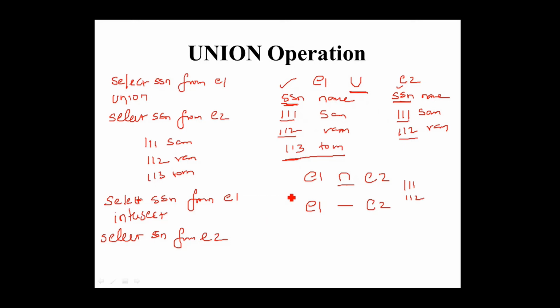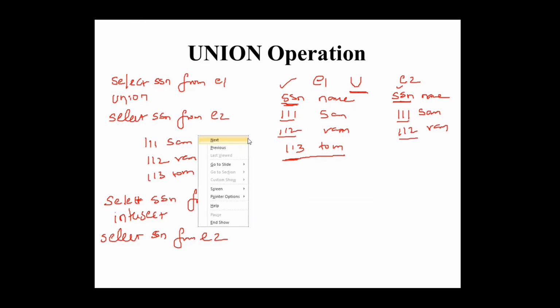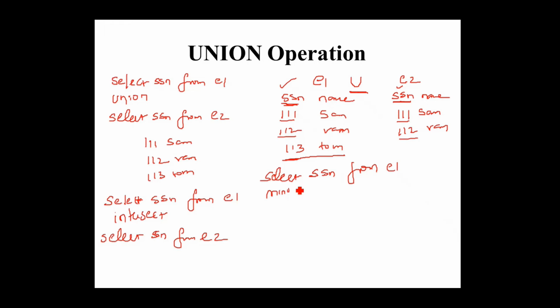So how will you write a SQL query for this? Let me erase certain things here. Okay, let's write a SQL query to find the difference of the two SSN columns. For that, what is the SQL query? It is select SSN from E1. The difference is given as minus, that is the SQL operator, and select SSN from E2.